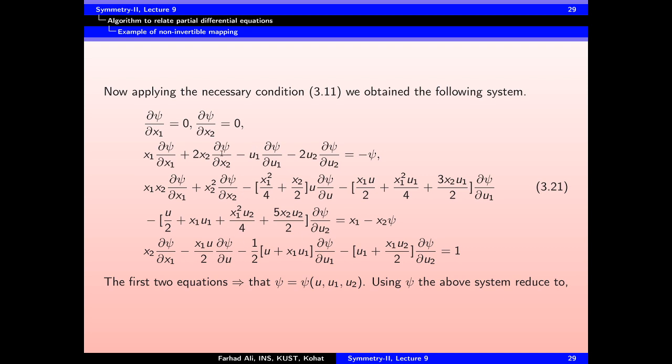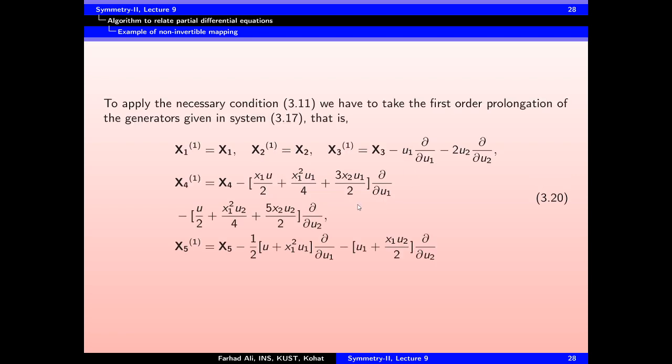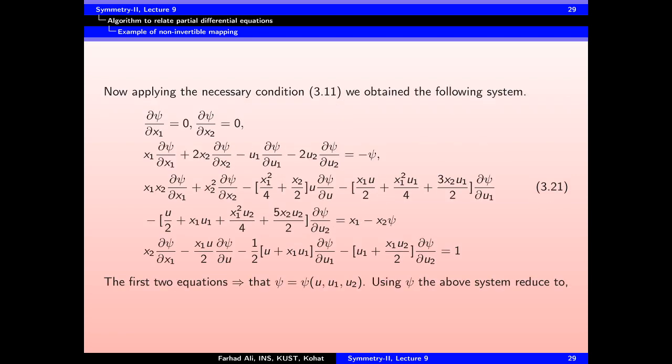This is a system of 5 equations, 5 PDEs, and we have to solve these PDEs for what? For this thing. We need this equation. If we define this equation, then we know the mapping between the old and the new space, meaning the given and the target space. So let's start solving this system.